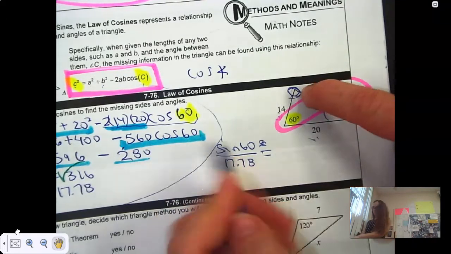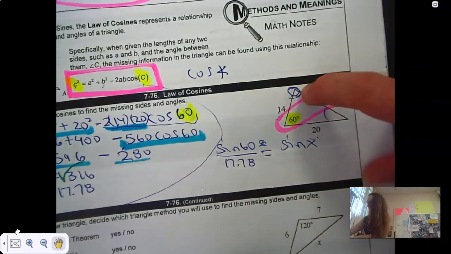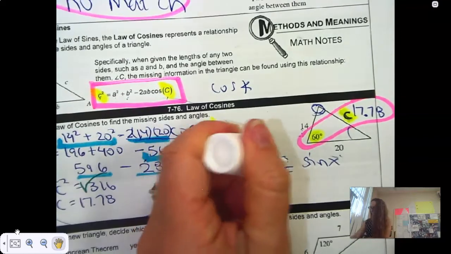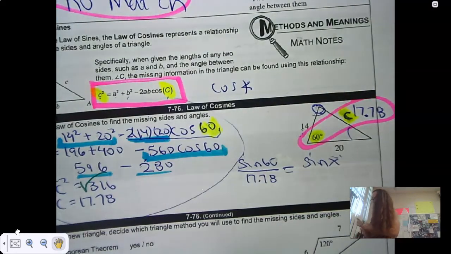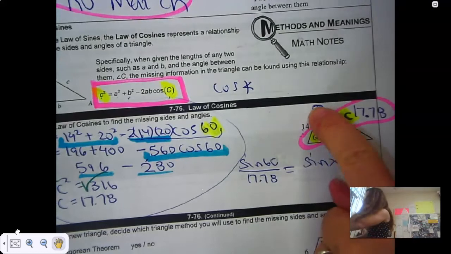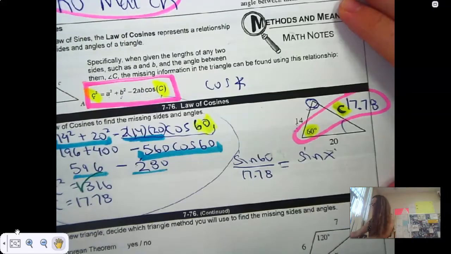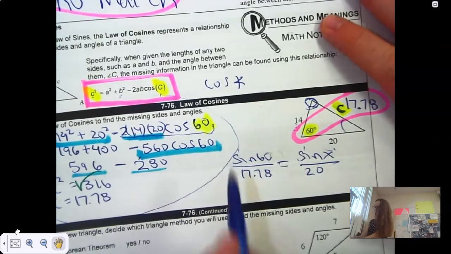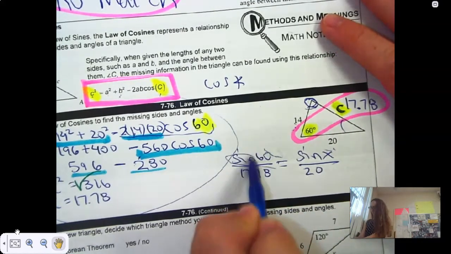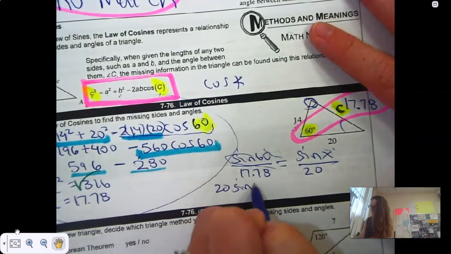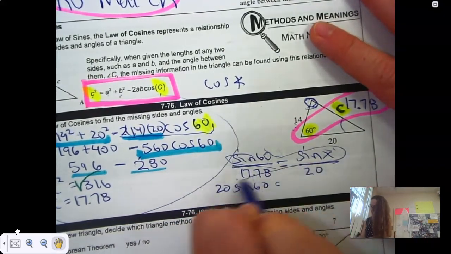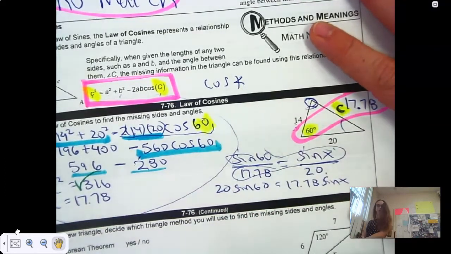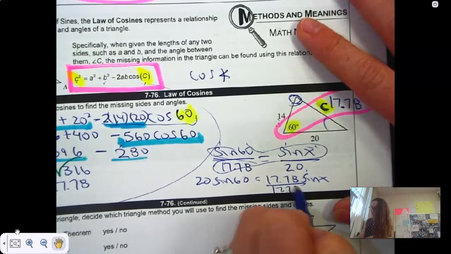Well, if I'm going to do this angle, sine of x, this color's messy. Okay? If I decide I'm going to do that angle, who does it match with? This side. Now what do I do? Multiply what touches. How do I solve? Divide by 17.78.